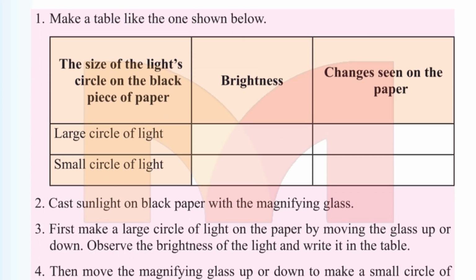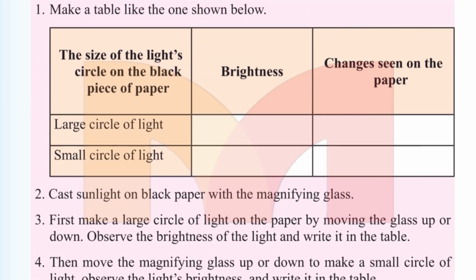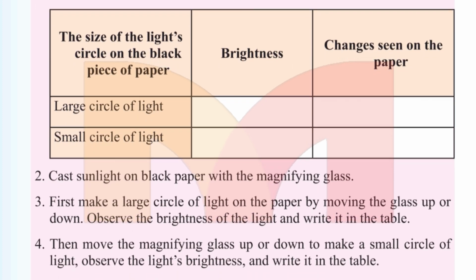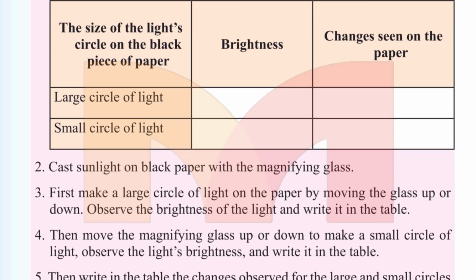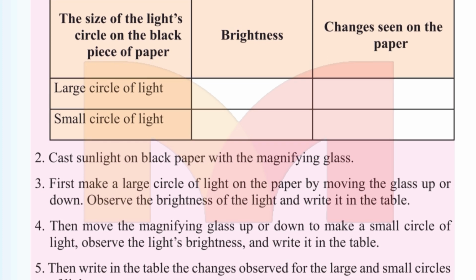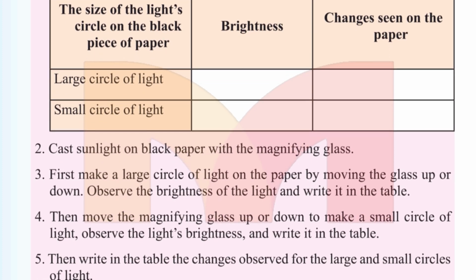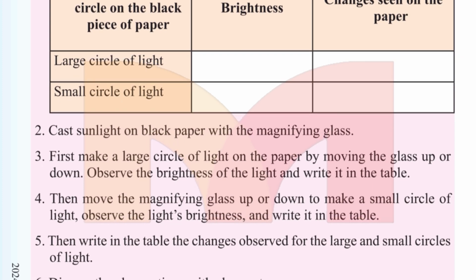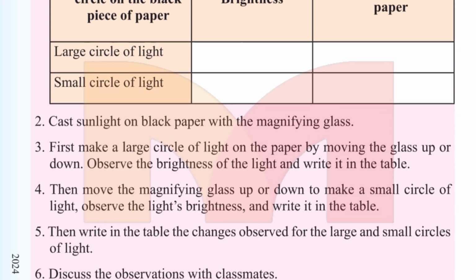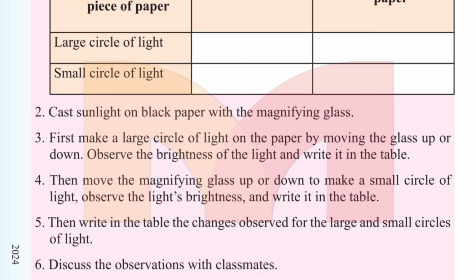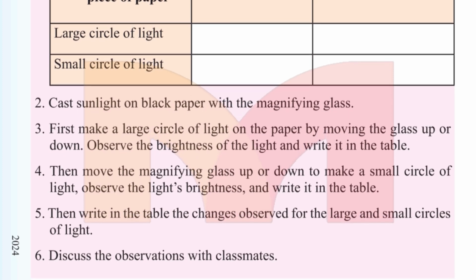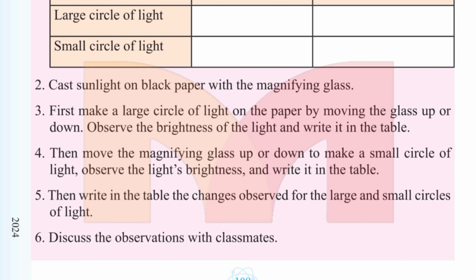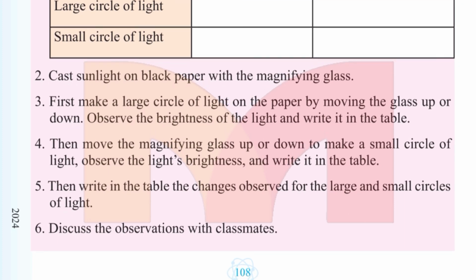Number 2. Cast sunlight on black paper with a magnifying glass. 3. First make a large circle of light on the paper by moving the glass up or down. Observe the brightness of the light and write it in the table. 4. Then move the magnifying glass up or down to make a small circle of light. Observe the light's brightness and write it in the table. 5. Then write in the table the changes observed for the large and small circles of light. Number 6. Discuss the observations with classmates.